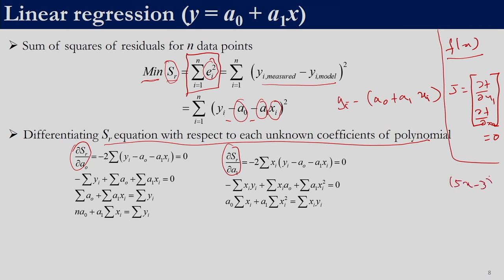Just like if you want to differentiate (5x minus 3) the whole square, we do 2 into (5x minus 3) into 5. Differentiation of x square is 2x dx, so we will use the same thing over here. Initially we will call this x, so x square gives 2 times x. Then we need to differentiate y_i with respect to a0, so that is 0. We need to differentiate this a0 with respect to a0, which gives us minus 1. That's why we have this minus sign over here.